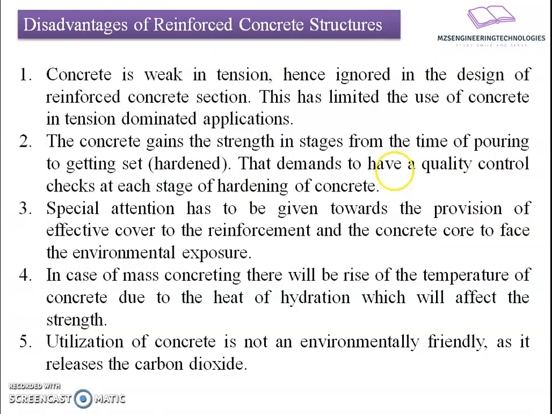Besides this, concrete has certain disadvantages. The disadvantage is that it is weak in tension. That's why it has a limited application in tension dominated structures. Since it gains strength in a stage-wise pattern, it demands quality checks at intervals of time, and thereby skilled labor or skilled monitoring is involved in it.